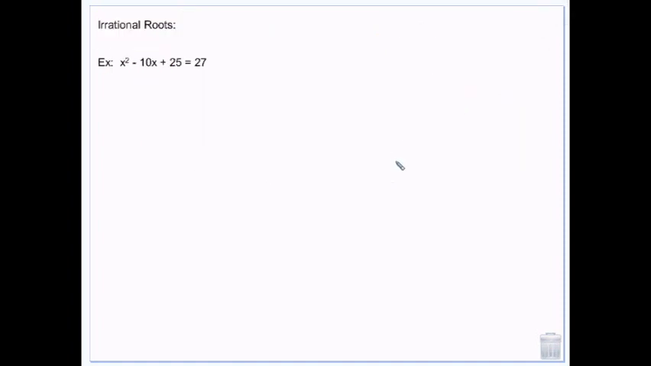But we get something called irrational roots. So when this happens, I have a perfect square trinomial here. I'm going to take the square root of each of these, multiply it by 2, and it equals 10x. So it matches. So I know that's a perfect square trinomial. So when I factor it, I'm going to get x minus 5 squared equals 27. And I'm going to take the square root of both sides. And that's not a perfect square.